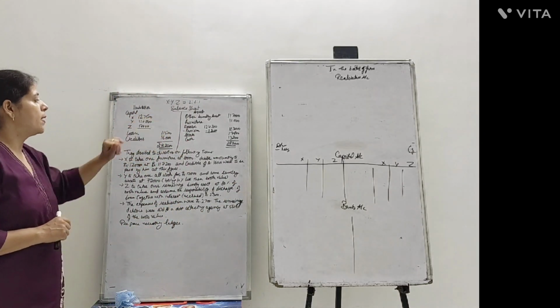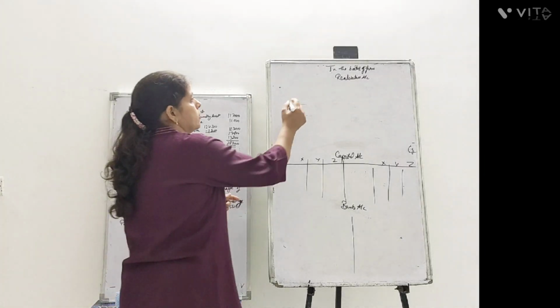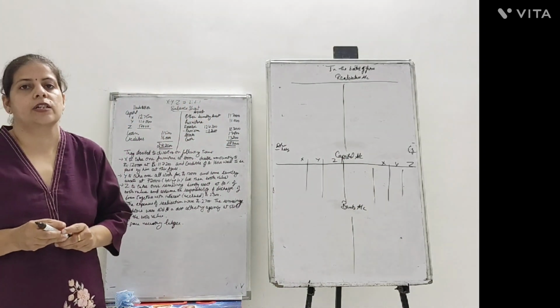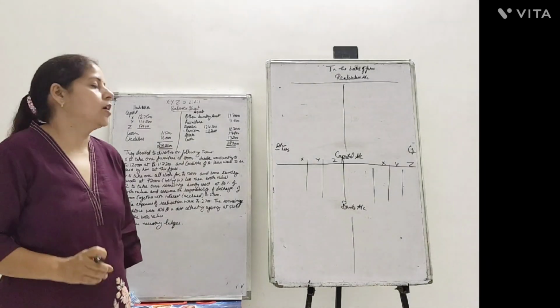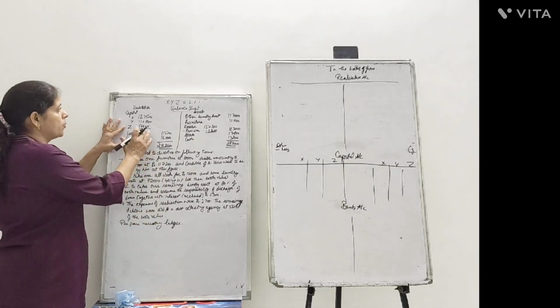X, Y, Z are the partners, and here we need to prepare the necessary ledger accounts. So in the books of the firm, we have to prepare for the dissolution the realization account, partners capital account, and also the last is bank account. The dissolution starts from the balance sheet.